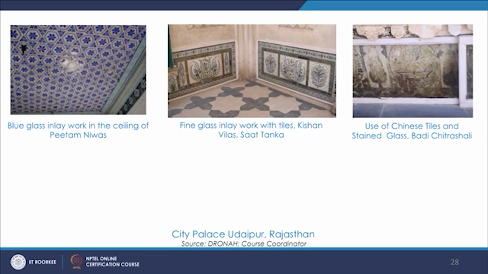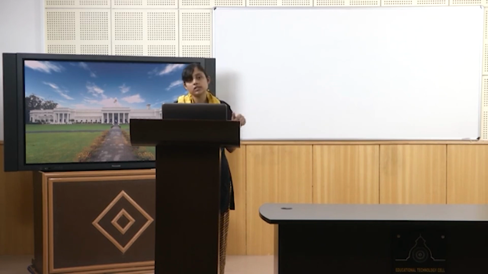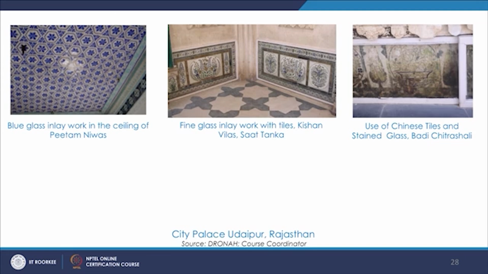Now this condition assessment and mapping work is majorly done by Drona, and I was working with them during my internship, and after working with Drona I also wrote one monograph focusing on City Palace Udaipur. So all this data is from both these sources. Here we see use of Chinese tiles and the stained glass over here. This is Badi Chitrashali. Now this is in a bad condition, and there are efforts being made to restore, preserve, and try to conserve these building crafts and styles.